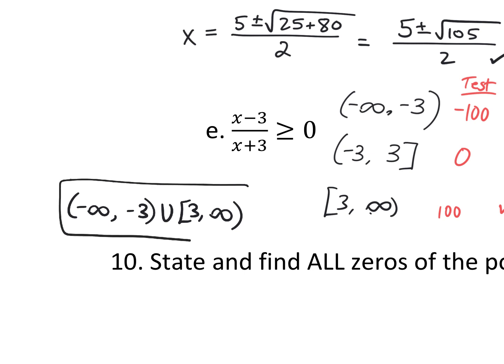Pay attention when we're dealing with rational inequalities. We always need to be careful. We need to know which endpoints are zeros and which points are asymptotes. This endpoint here was an asymptote, came from the denominator, so we exclude it. This endpoint here was a 0, it came from the numerator, so we include it.